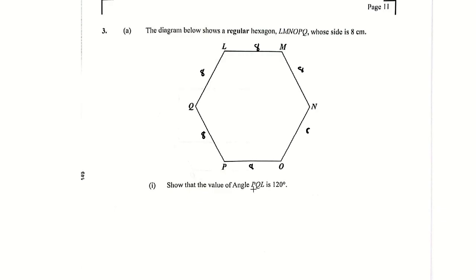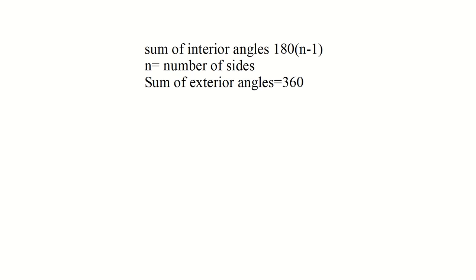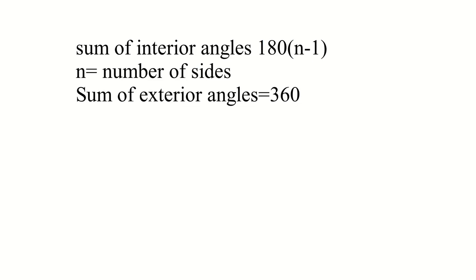Show that the value of angle PQL, so that's this angle here, is 120. Now, if it's a regular polygon, that means all interior angles are equal. The first thing you need to know is the sum of interior angles. And we know that the sum of interior angles is 180 by n minus 1. N minus 2, sorry, it's n minus 2. Did I put n minus 1? It is n minus 2, right? Not 1, guys. That is my mistake, it is n minus 2.